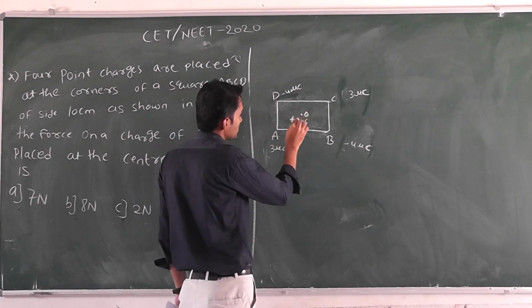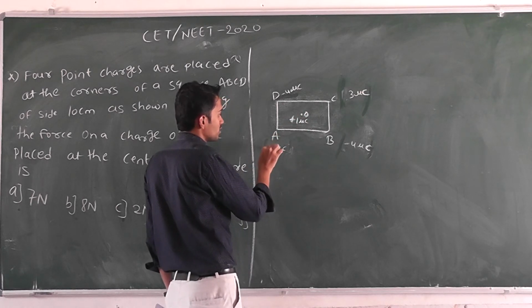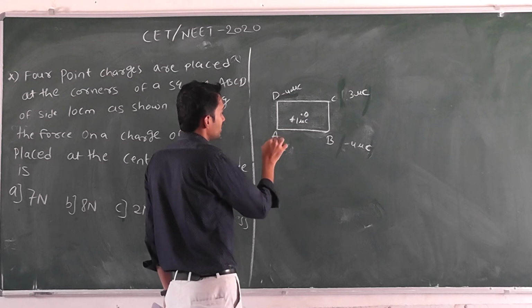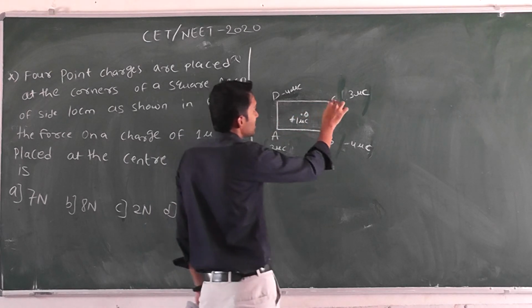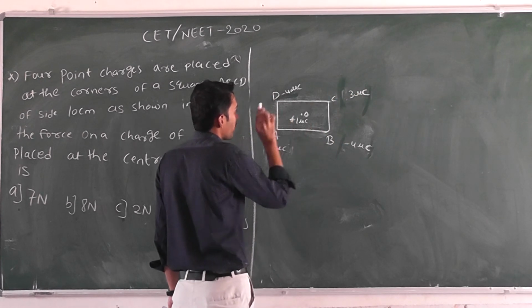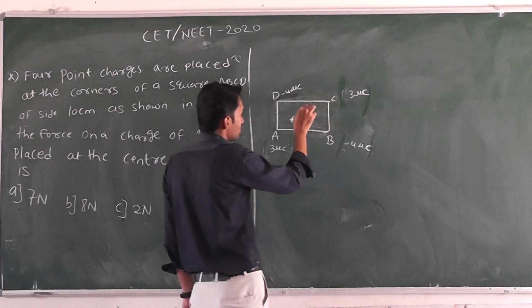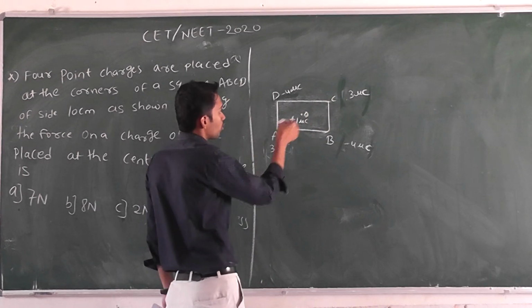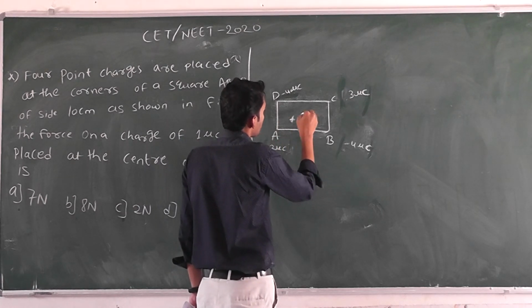Coming to the first point: the center charge is positive, and A is also plus 3 microcoulomb, so both are positive and A repels O. Next, C is also 3 microcoulomb, so C also repels O. Both these charges repel, so the net force applied on point O is 0.